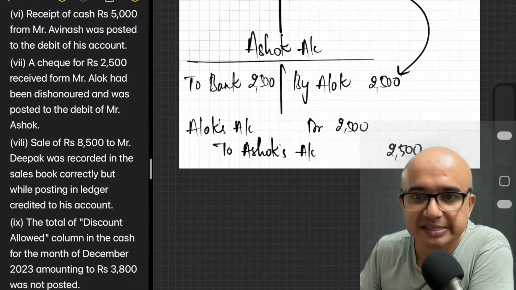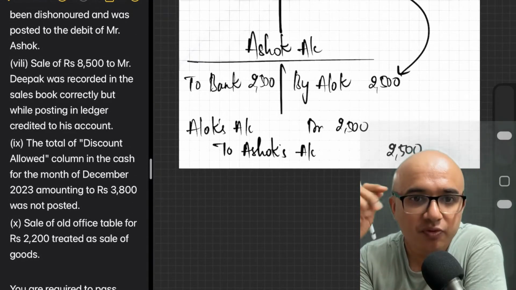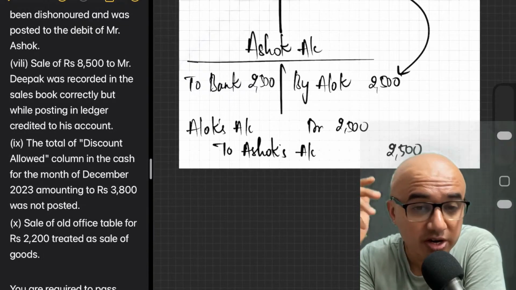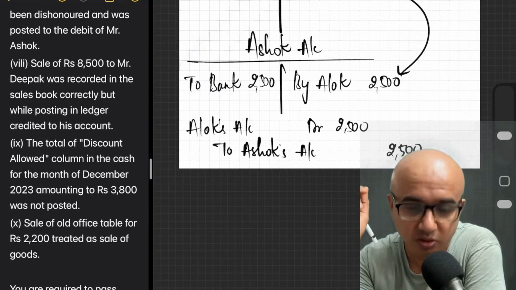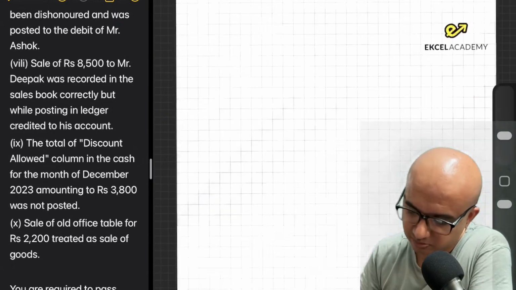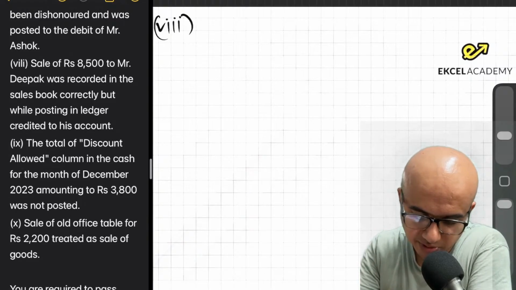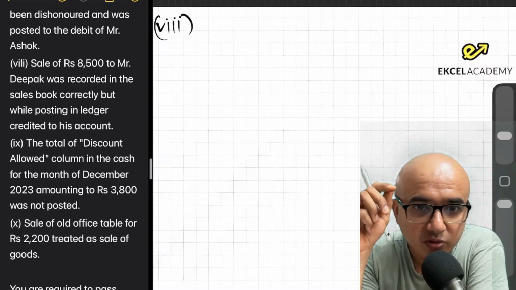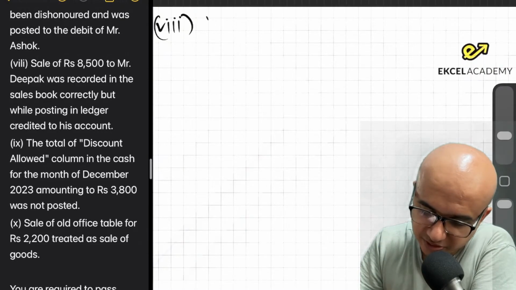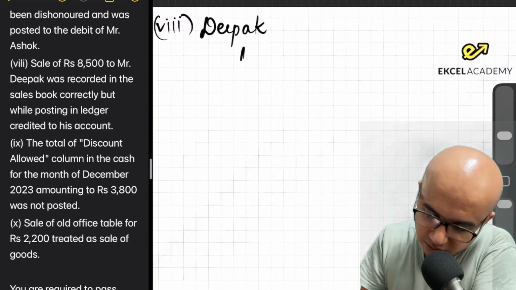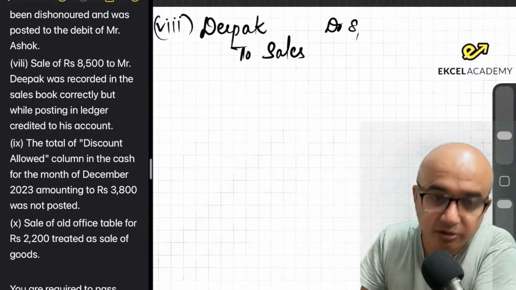Okay, what else? Next, let's move on. Sale of 8,500 to Mr. Deepak was recorded in the sales book correctly, but while posting in ledger, credited to his account. Oh, okay. Here also they made a mistake. Let's see. Eighth adjustment. Sale of 8,500 to Deepak was recorded in the sales book correctly. That means Deepak to sales has been passed correctly. Deepak to sales 8,500. This is the right entry which they should have recorded, and they have.